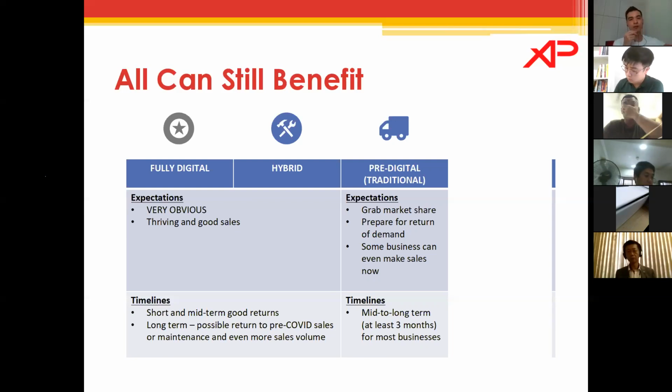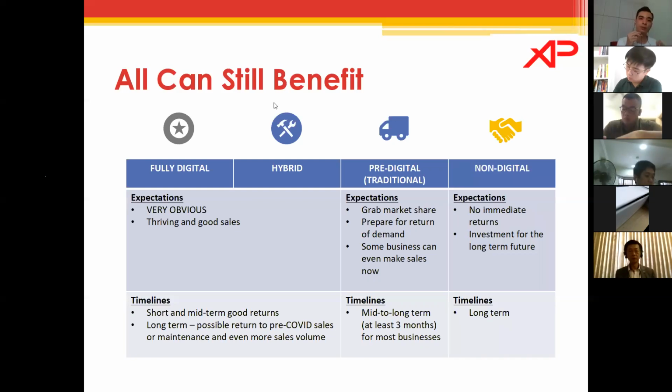And then of course, we have the last one, which is the non-digital one. I think this is where people will be hit hardest. I think the expectation for whatever I'm going to recommend is that you probably won't see immediate returns, and you have to have the mindset that it's really an investment for the long term. Your returns, or whatever ROI you're seeing, will be for the long term. And when I mean long term, it's probably 6 months and beyond.